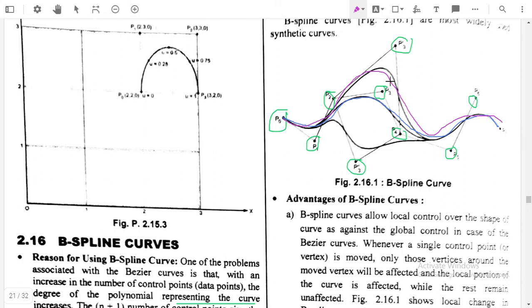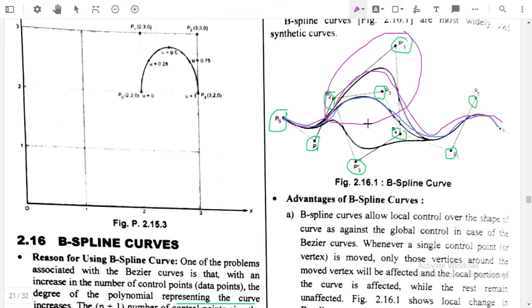This means if we change the position of P3, then only that portion of the curve will change. In a beta spline curve or a B-spline curve, there is local control on the shape of the curve.